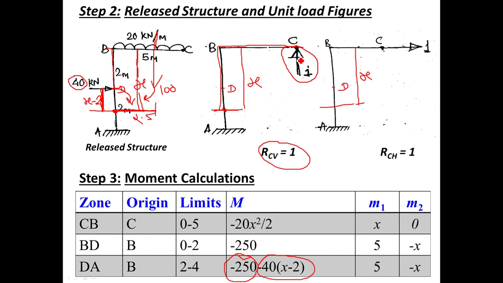So the distance between this vertical point load and the point where we are taking moment is known to us, that is phi u. So again, the moment of this 1 will be equal to 1 into phi u, that is phi u anti-clockwise, so it is positive. So M1 column third element will be plus 5.